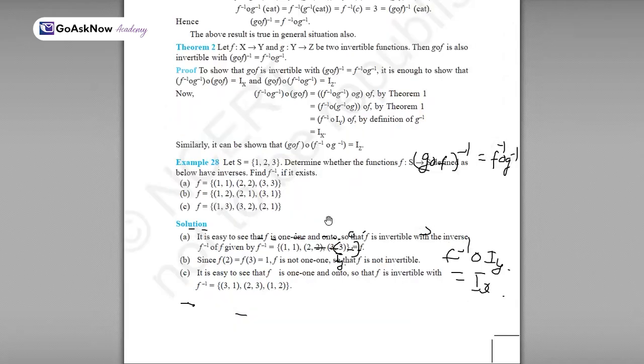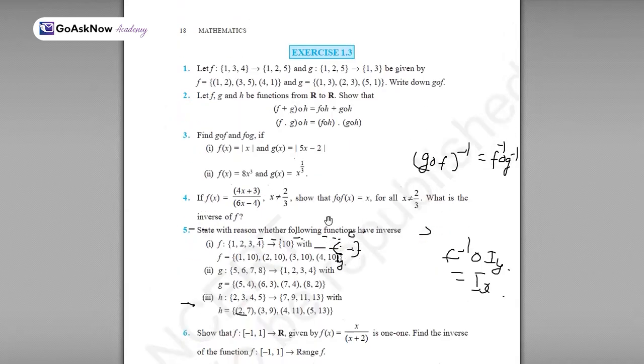Exercise 1.3. Till now we have studied composition of functions and invertible functions. So this is the exercise on the application of these functions and theorems. Let's try to solve some of these exercise questions here.